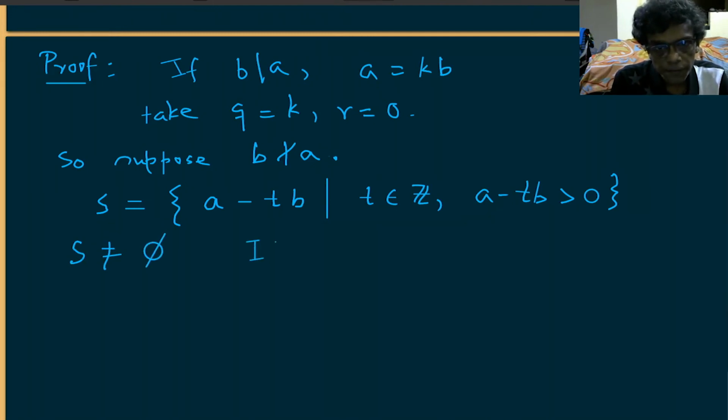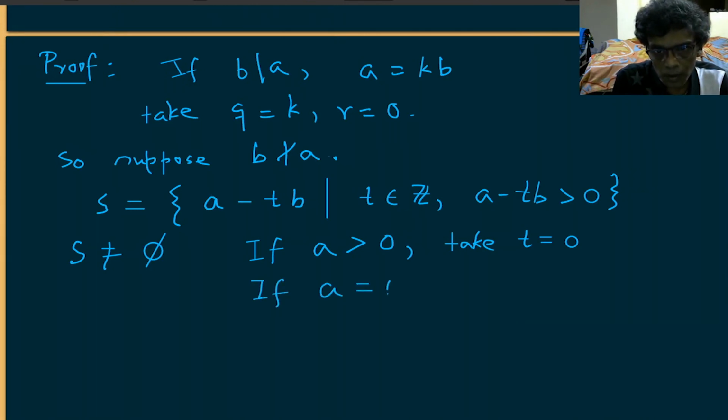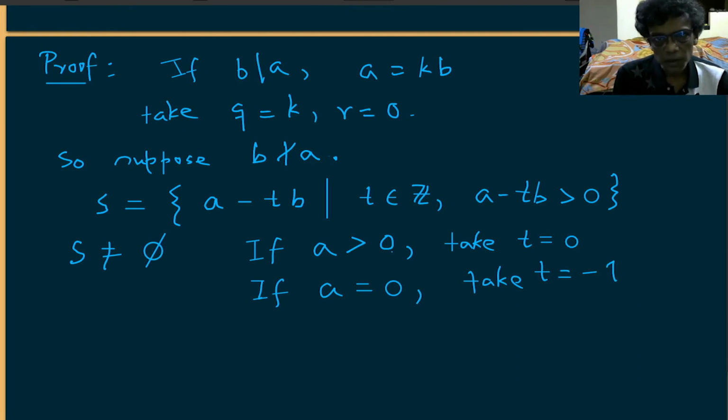For example, if A is greater than 0, then if I take T equal to 0, then this is A, which is greater than 0. If A is equal to 0, take T equal to minus 1. Of course, in this case we can ignore it because we have assumed that B does not divide A. So this does not arise actually under the assumption B does not divide A.